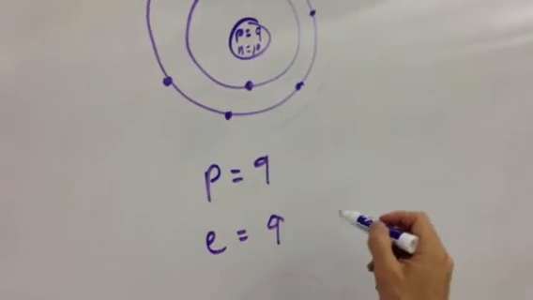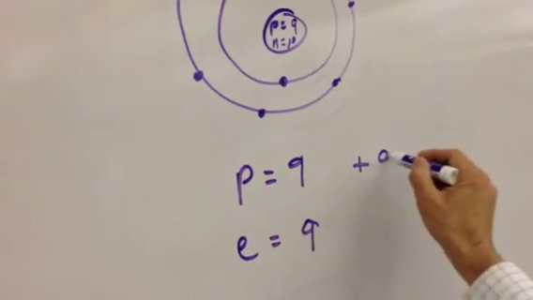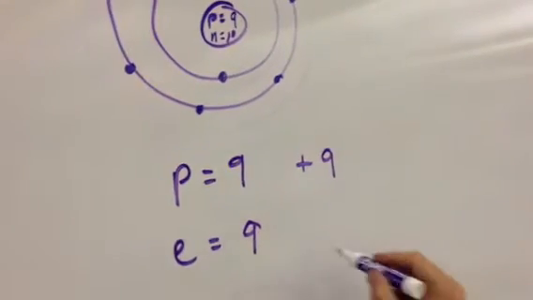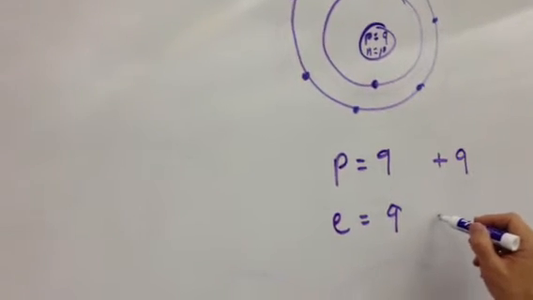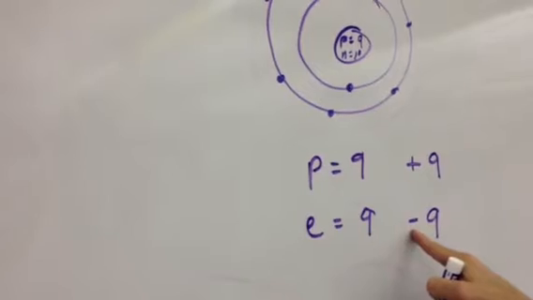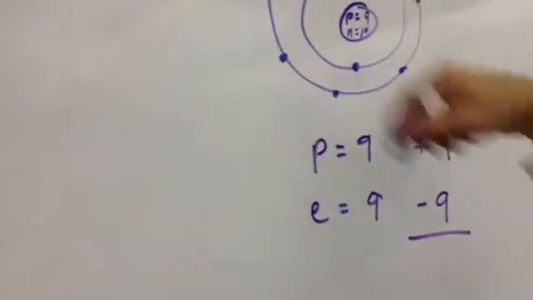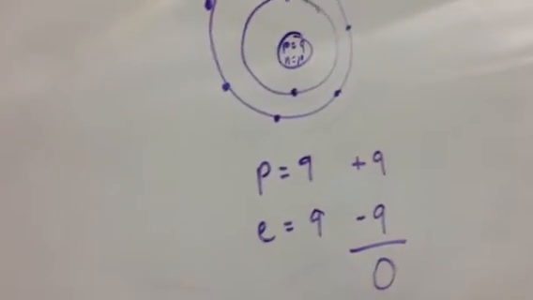Okay, the charge of a proton is positive, right? So that means we have a total of plus 9 charge coming from all those protons in the nucleus. And then as far as the electrons go, we have a total of 9 electrons, and each electron has a negative charge. So what that means for us is that the overall charge of this atom is 0, right? So it's neutral.